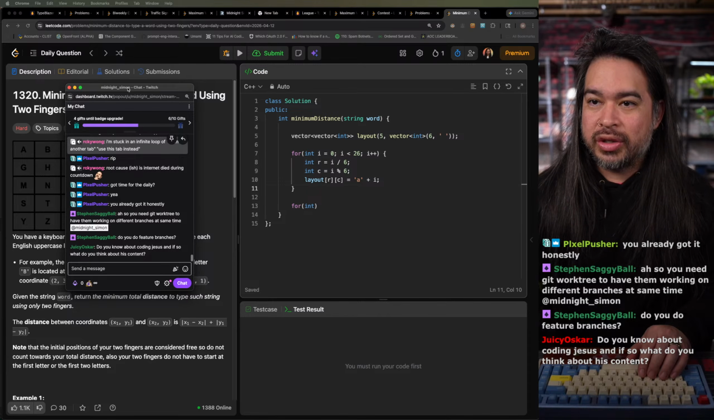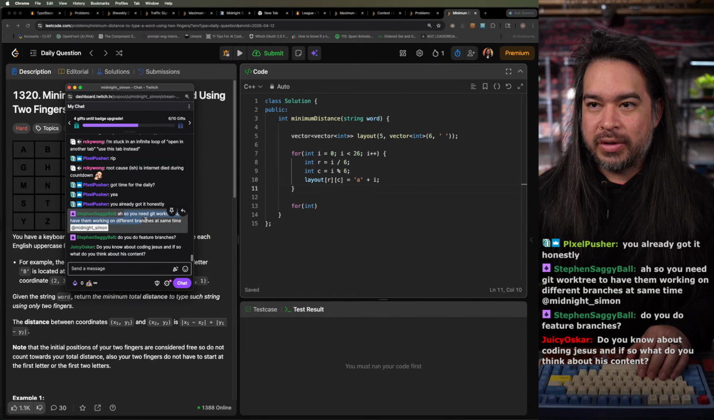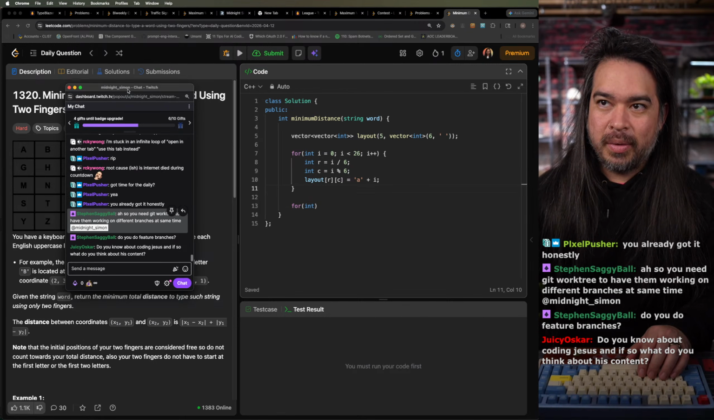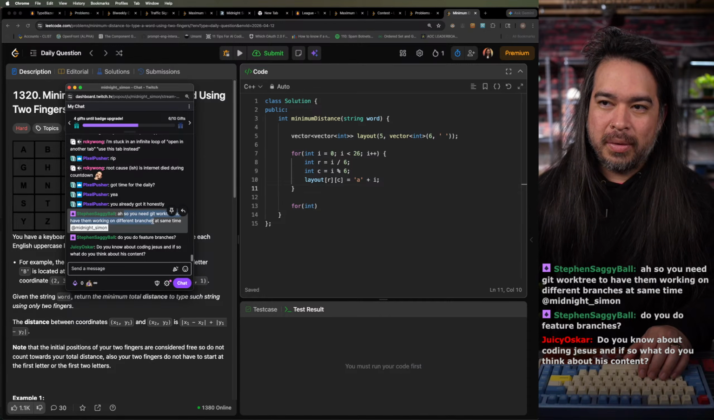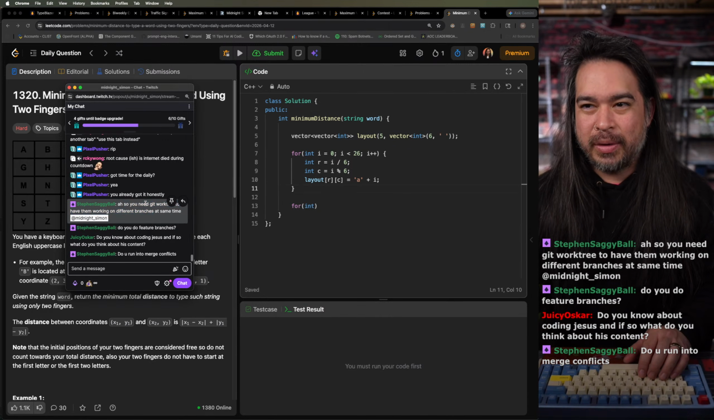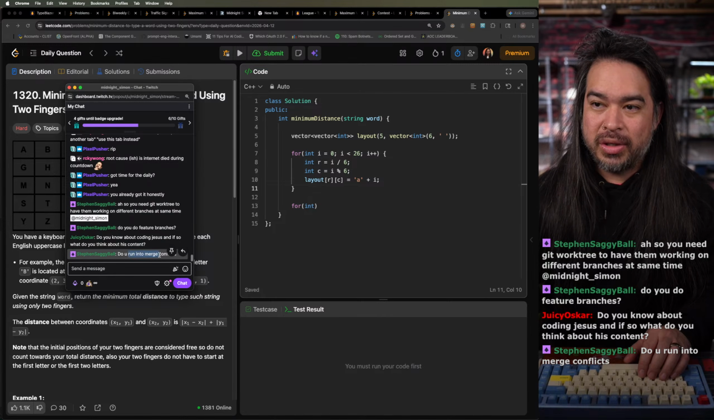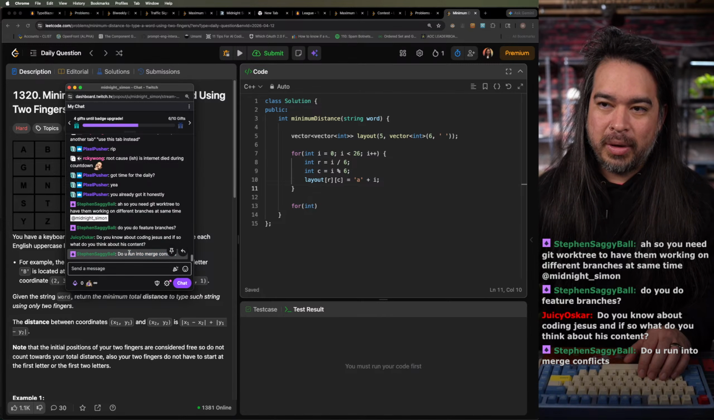So you need git work trees to have them working on different branches at the same time. Do you do feature branches? Yeah, for sure. That's why you need the work trees, man. If you want your agents to work on things in parallel, you're gonna need work trees. But I guess if you only want to run one agent at a time, you don't have to worry about that. Do you run into merge conflicts? Not very often. But if I do, I just tell the agents to figure it out.